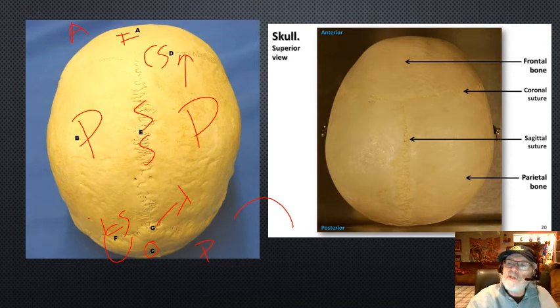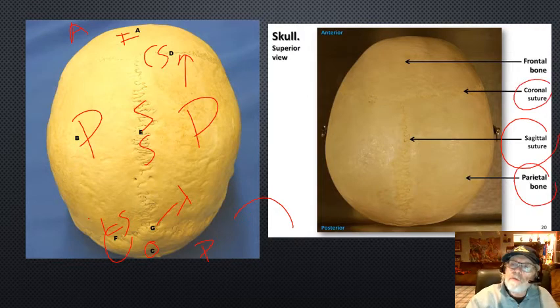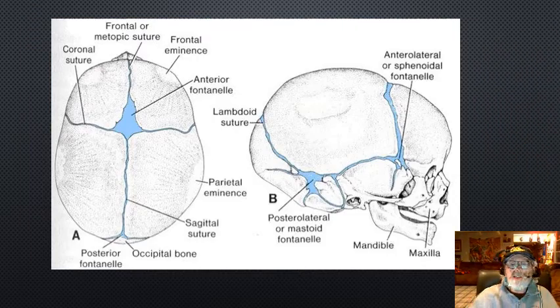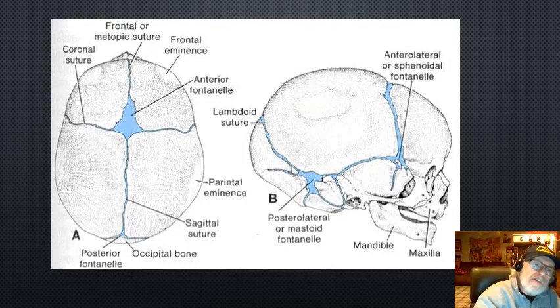Okay, and you can actually look over here. It has sagittal suture, parietal bone, coronal suture, frontal bone, bregma. Bregma would be this area right there, obviously. Okay. And this is just looking at what are called fontanelles, okay? And fontanelles, this is like a diagram of what we see. So this is called the anterior fontanelle right here, okay?